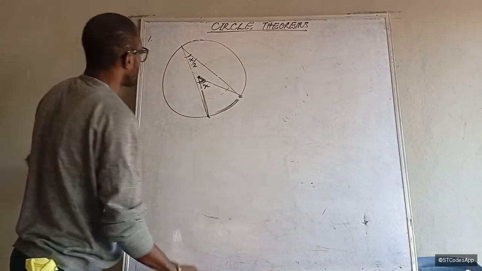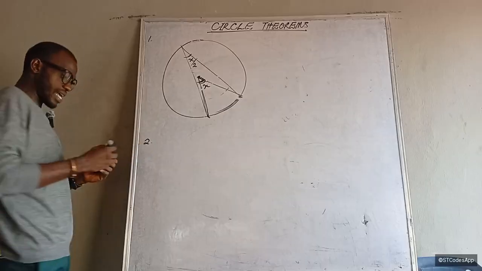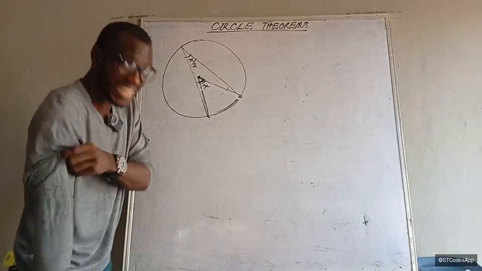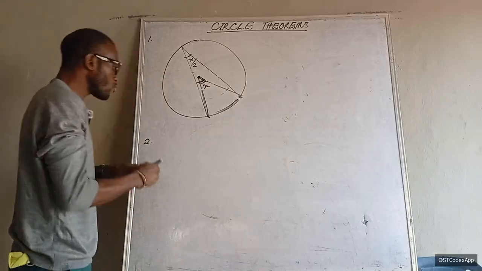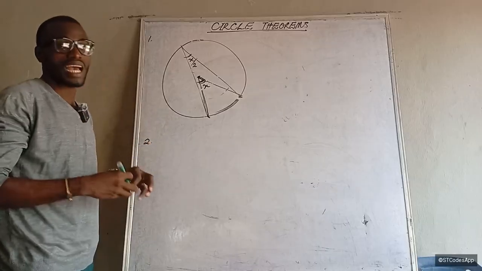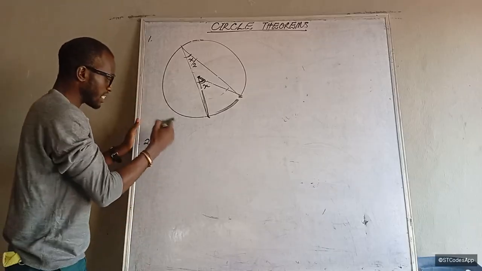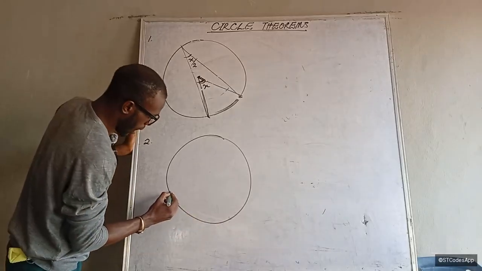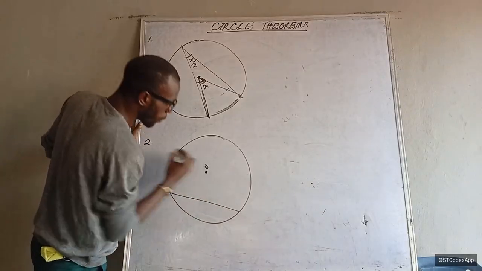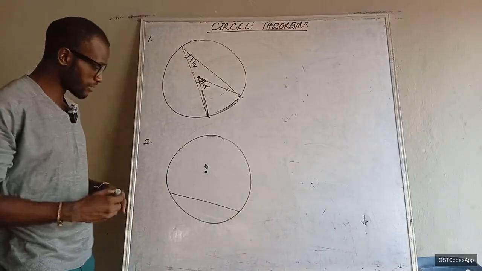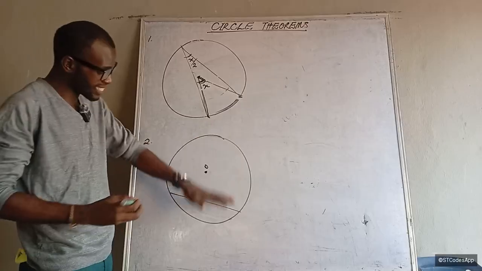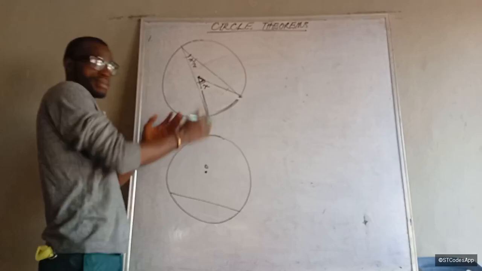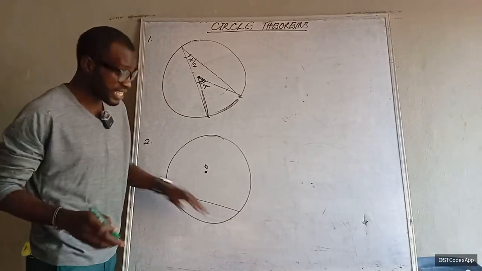Now number 2, axiom 2 says that the angles in the same segment are equal. First, we need to know what a segment is, like I have said. Now, I need to draw a chord. If this is my center O, I need to draw a chord to make a segment, right? So this is a segment, the major segment. This is the minor segment. Remember, this is the major segment, this is the minor segment.